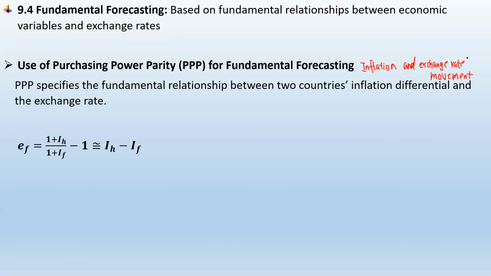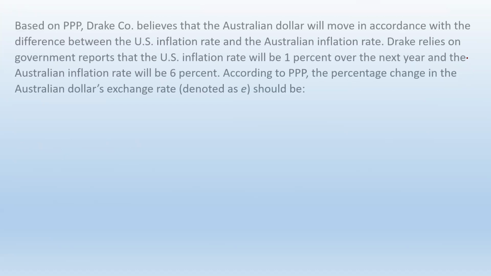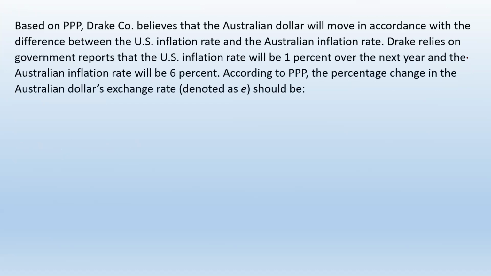So the formula here, as we all know, is based on PPP. Here's one example. Drake believes that the Australian dollar will move in accordance with the difference between the US inflation rate and the Australian inflation rate. Drake relies on government reports that the US inflation rate will be 1% over the next year and the Australian inflation rate will be 6%.